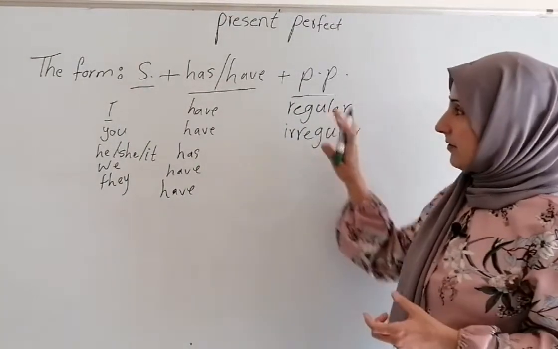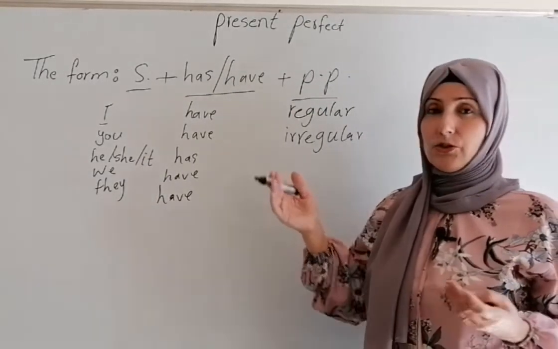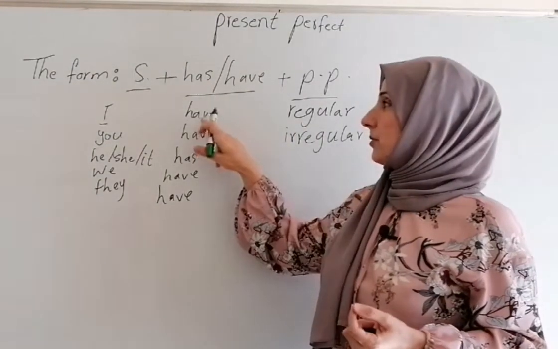Okay, this is the structure of the sentence. And if you have a negative sentence, we just add not to the auxiliary verbs.